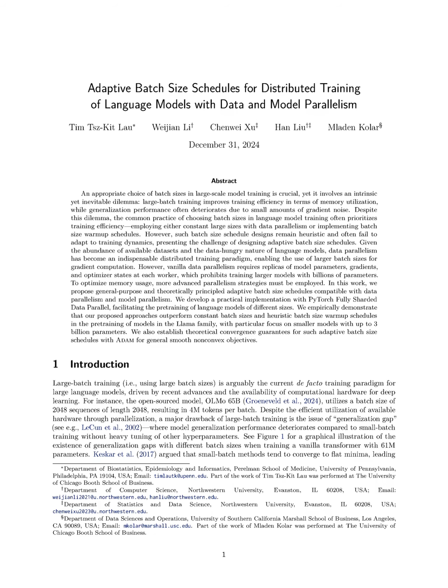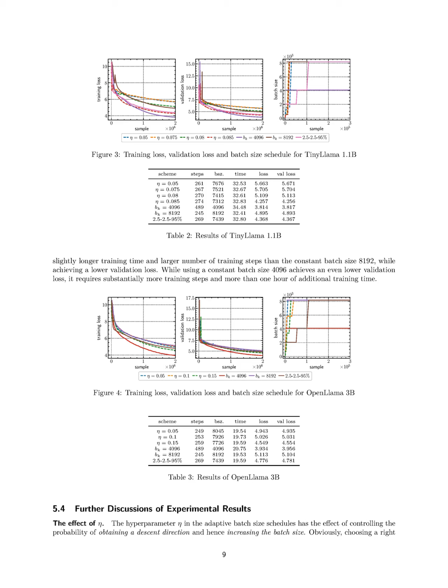Results indicated that the adaptive batch size schedules significantly reduced the generalization gap and achieved lower validation losses compared to the baselines, demonstrating improved training efficiency and stability. For instance, in the case of MicroLlama, the proposed method outperformed constant batch sizes in terms of validation loss while using fewer training steps, showcasing its effectiveness in adapting batch sizes dynamically throughout the training process.